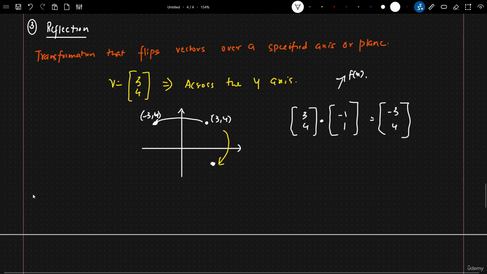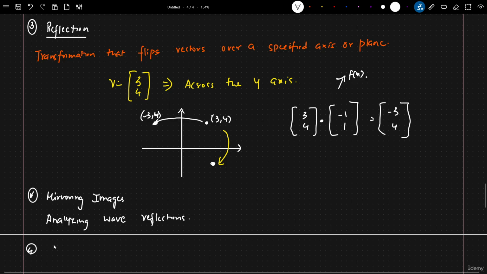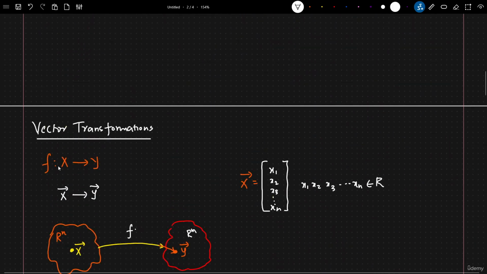Now where reflection can be used: again in computer graphics, where we are mirroring images. In physics, we specifically do this for analyzing wave reflections. We can also use this, right? Again, some more techniques are there, and I hope you may have heard about shearing, right? So what exactly is shearing? Just try to Google it, and I hope you'll be able to understand. So these are some of the important applications of vector transformation.